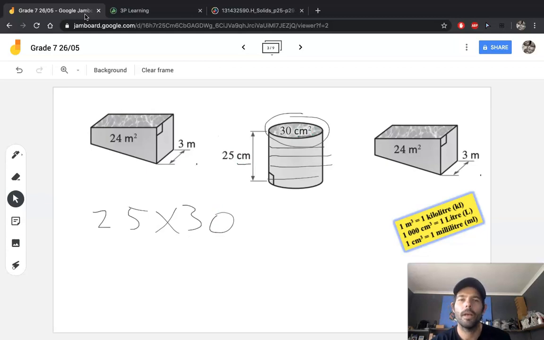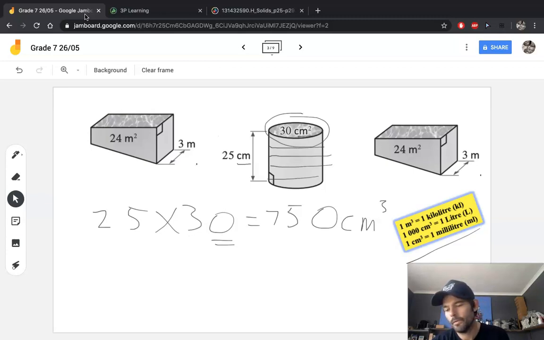So 25 times 30, 25 times 3 is 75. And then I need to include the 0 for the multiple of 10. So that's going to be 750 centimeters cubed. Okay, and if we have a look at our table on the right, 1 centimeter cubed is equal to 1 milliliter. So that's going to give us 750 milliliters. And we know that that is equal to 0.75 liters.